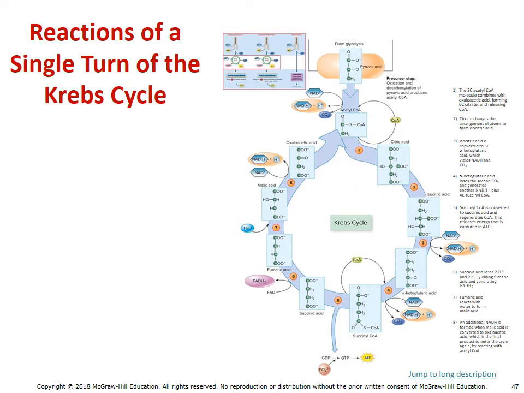Do understand again this happens in tandem, so it's not just a one and done thing. We did produce 2 pyruvic acids from glycolysis, so we need to run them both through here to get our maximum potential yield from a molecule of glucose.